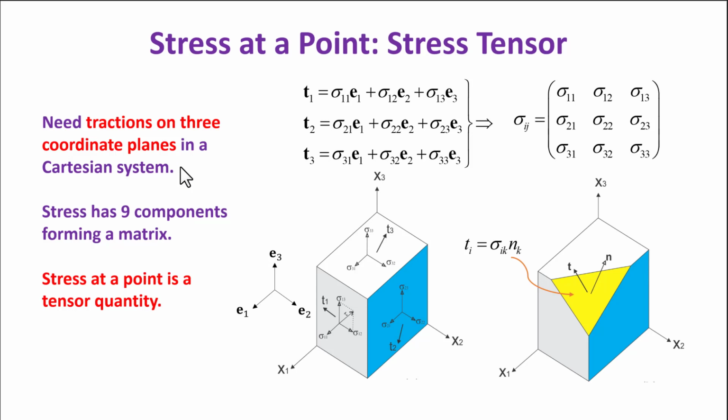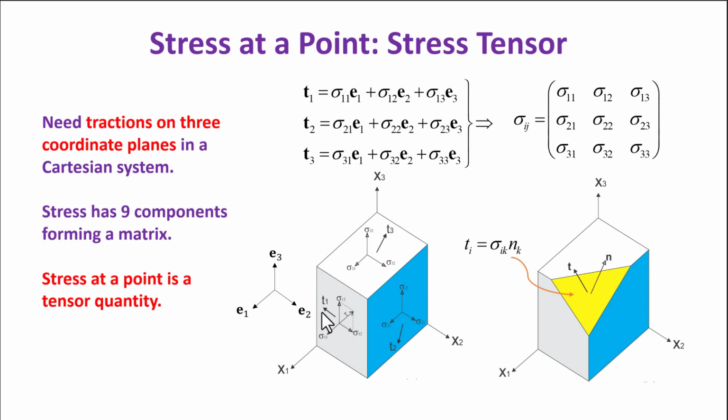To completely define the stress at a point in space in a 3D material, we need to use a coordinate system, x1, x2, x3. We use Cartesian coordinate system for simplicity in this course. Once we have a coordinate system, we need to consider tractions on all three coordinate planes. So the plane perpendicular to x1, the plane perpendicular to x2, and the plane perpendicular to x3. We need to know the tractions on each of those three planes in order to fully specify the stress at a point.